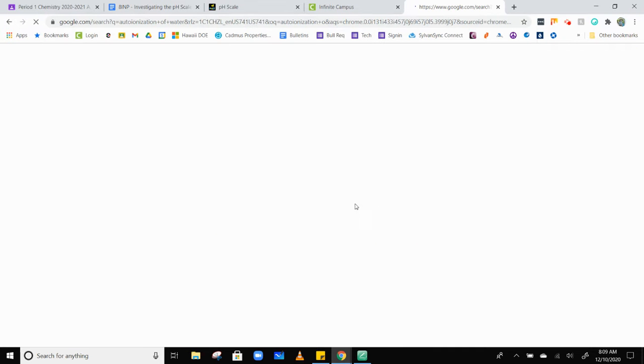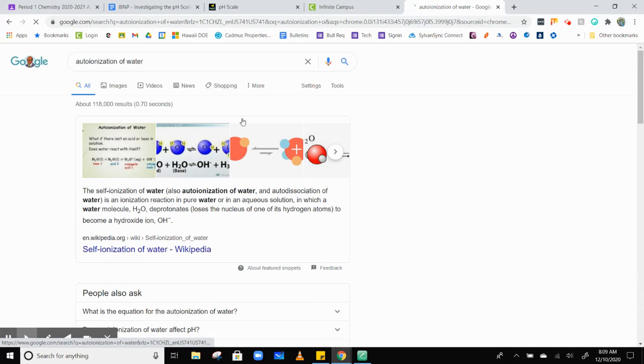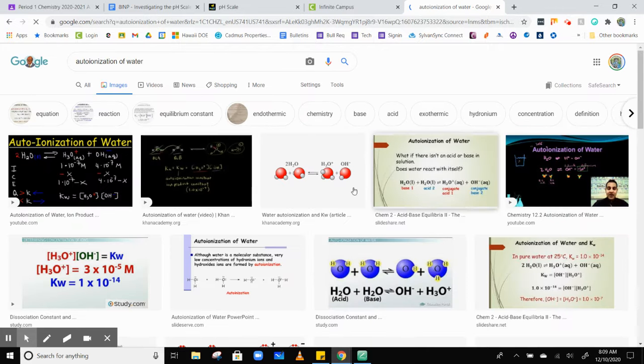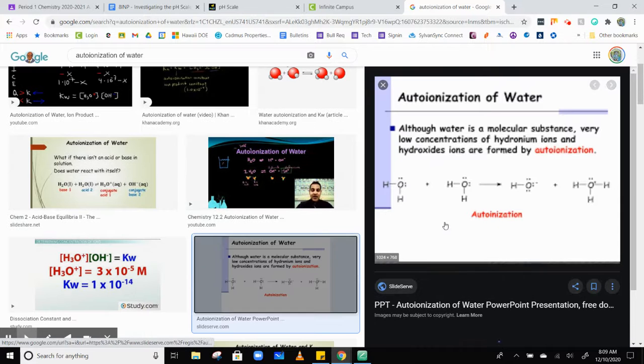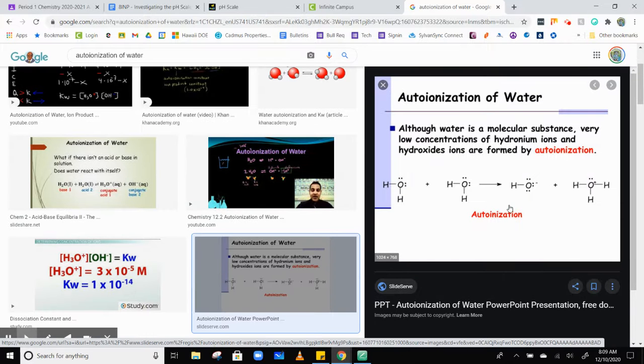Auto ionization of water is this idea that water will break apart into H plus, or H3O plus, and OH minus just naturally. So it auto ionizes itself. That's just what it does. So in water, some of it's H3O plus and some of it's OH minus.